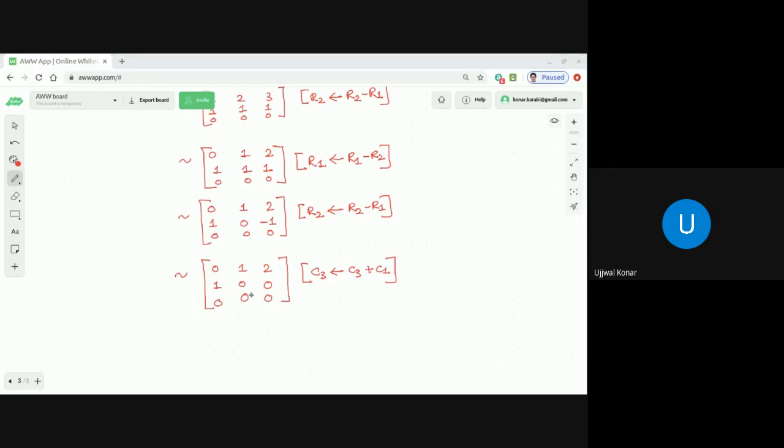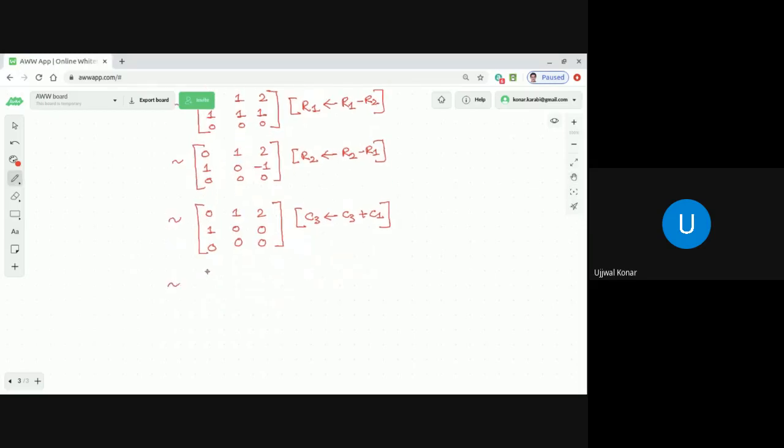Good. After that, dear students, my new column 3 is going to be column 3 minus 2 times column 2. So let me write the blank matrix first. My new column 3 is going to be the old column 3 minus 2 times column 2. So the first two columns I'll write as it is: 0, 1, 0, 1, 0, 0. And column 3 minus 2 times column 2: 2 becomes 2 minus 2 times 1, that is 0. It will be 0 minus 2 times 0, 0, 0 minus 2 times 0, 0.